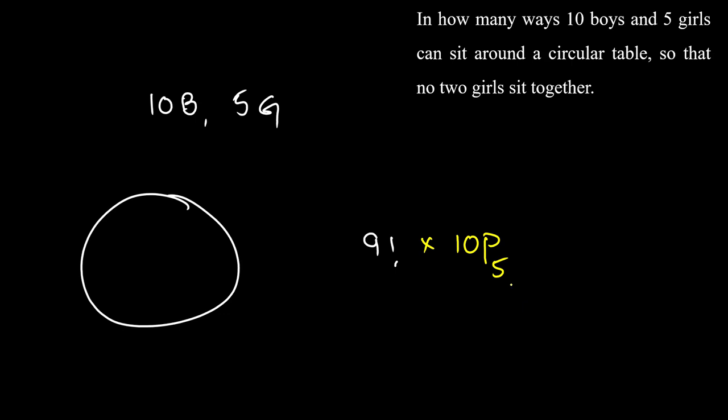Don't divide by 5 again. Already the circle is formed, so for internal arrangement there's no need to do NPR divided by R. Already this effect has happened. For 10 boys, we did 9 factorial. Sir, why 10P5? I'll give you a very simple example. When you have four boys, let's say this is boy 1. I'm giving an example for 4, you can think about it for 10.